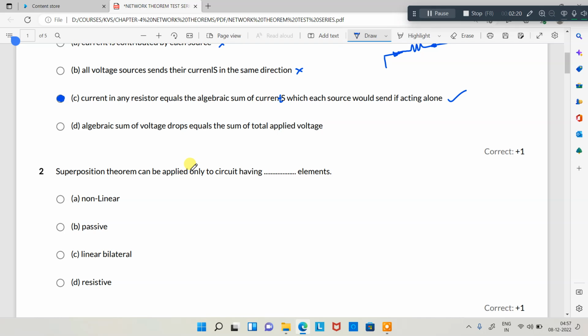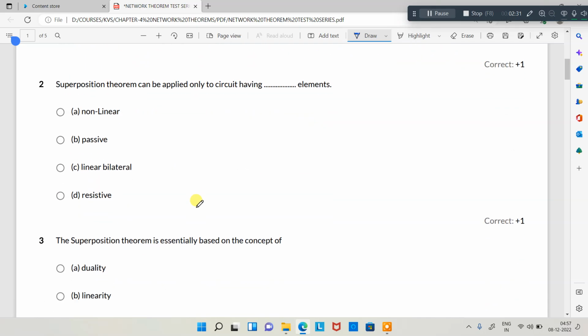In the theory class, I provided the superposition theorem statement. If you look at the superposition statement in the theory class, definitely this is very easy for you. Next, the superposition theorem can be applied only to circuits having dash elements. What are the elements? Circuits having linear bilateral elements. Okay, option B is the correct option.